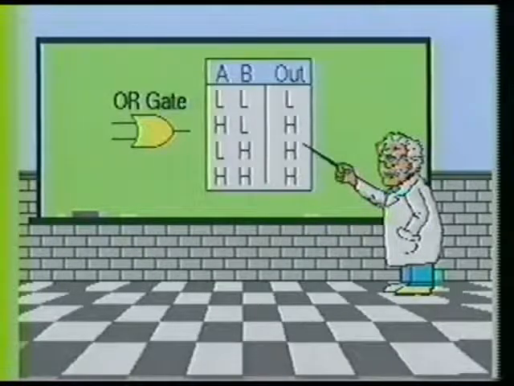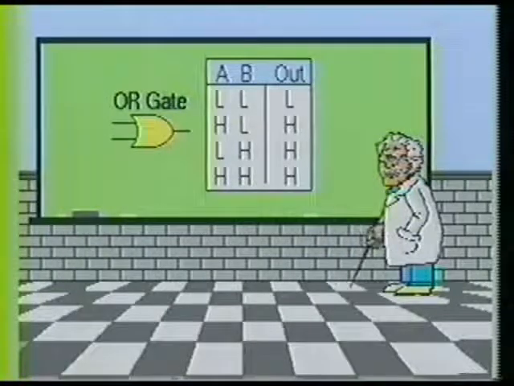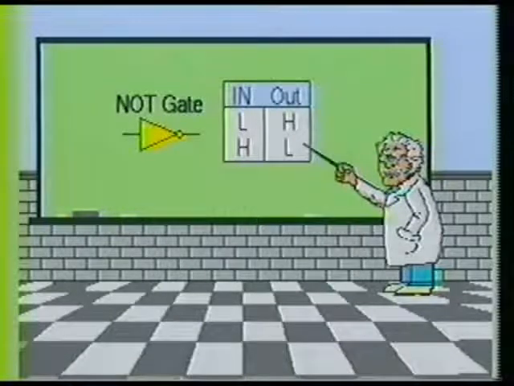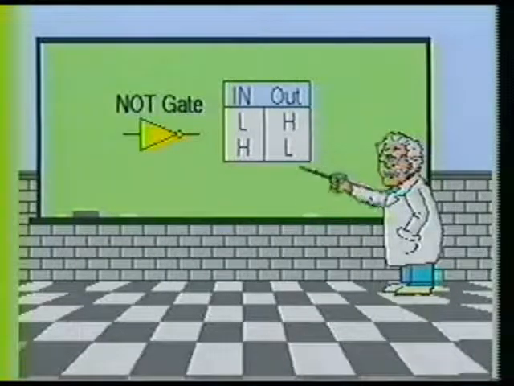The OR gate, on the other hand, will produce a high at the output when any of the inputs are high. In other words, if one input or any of the inputs are high, it will produce a high at the output. The inverter gate, or NOT gate as it is sometimes called, is used to switch the signal from one state to the other.